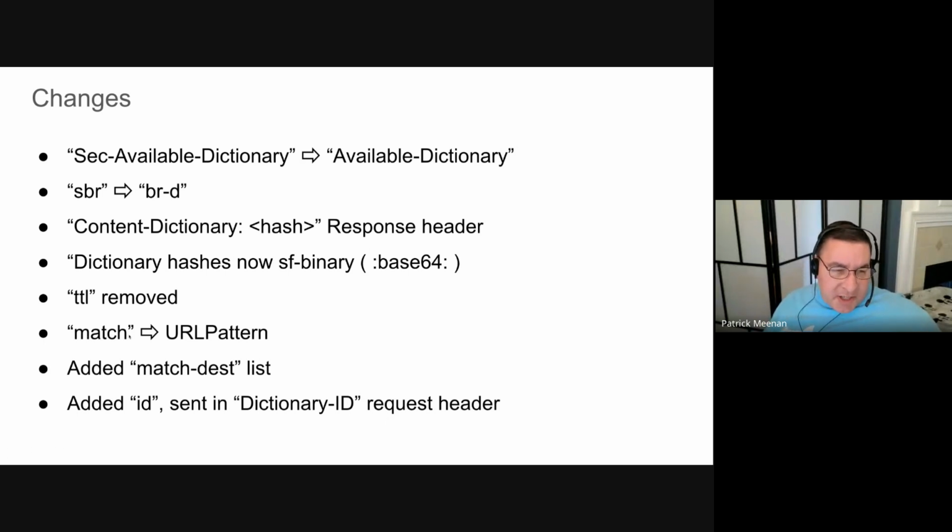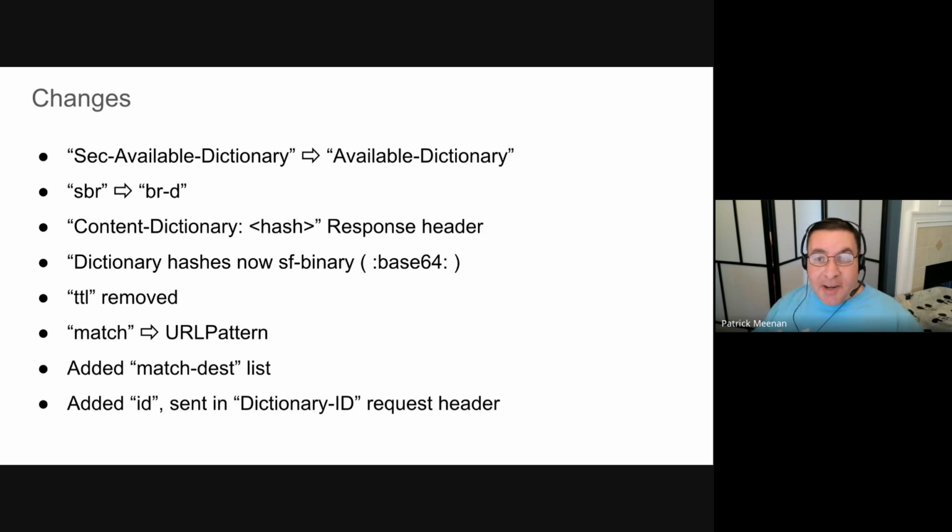Match used to be its own wildcard expression thing. It is now an official URL pattern, although it still needs to be same origin as the resource that's being used as the dictionary. Match dest is now added to the uses dictionary response header, where you can have dictionaries match certain request destinations. It's a list, so you can have it match document and frame, for example, if you just want HTML resources to be using a dictionary. Makes it easier than just using the wildcard URL pattern.